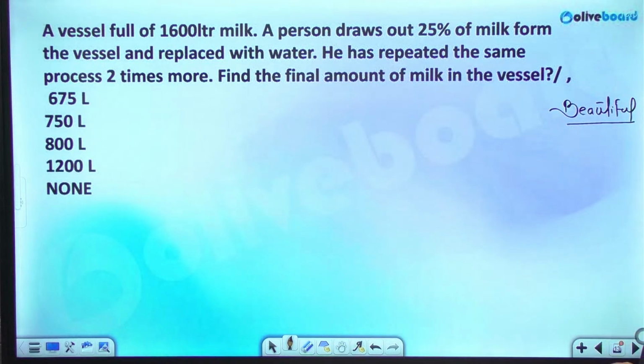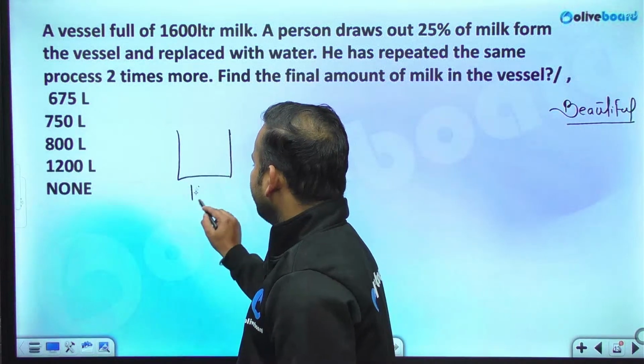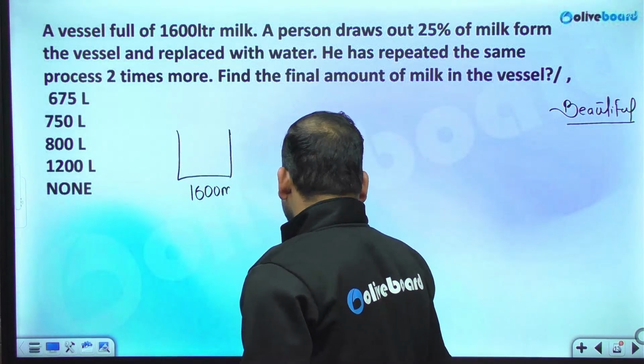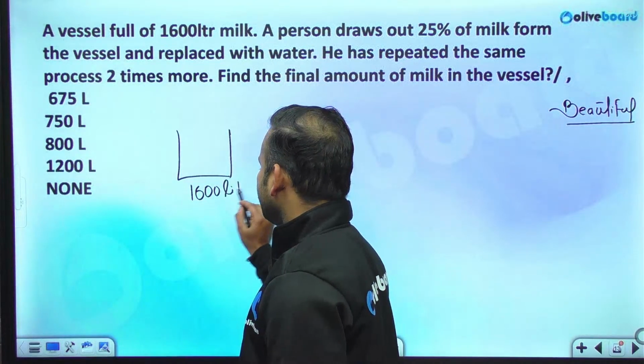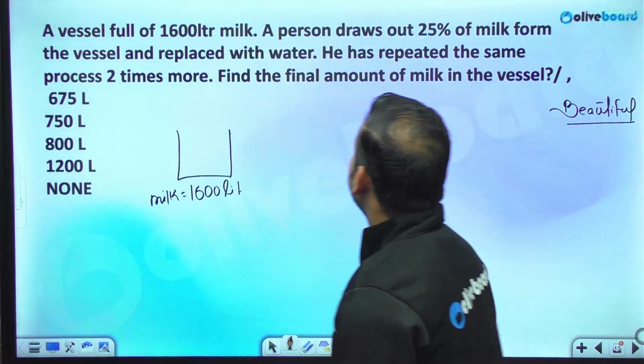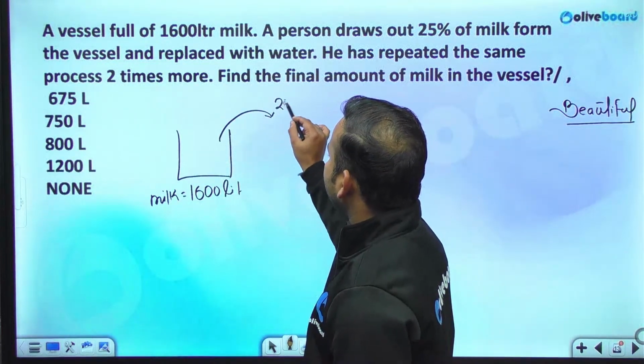A vessel is full of 1600 liter milk. Okay, so this is a vessel which is containing pure milk, that is of 1600 liter. So entirely this vessel is made up of milk. A person draws 25%. So how much part he is drawing? That is 25%.